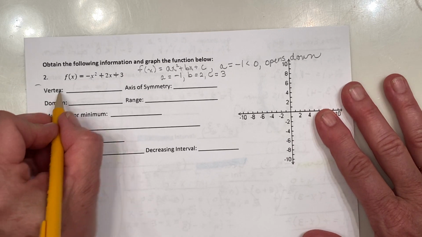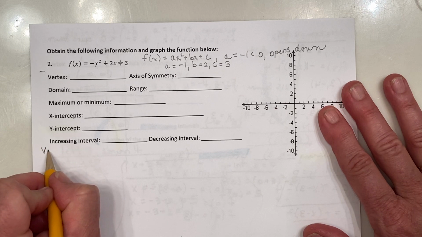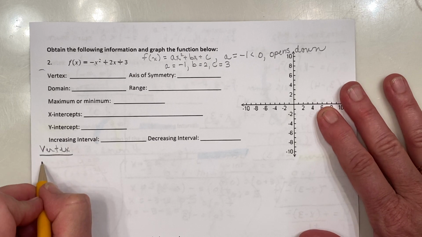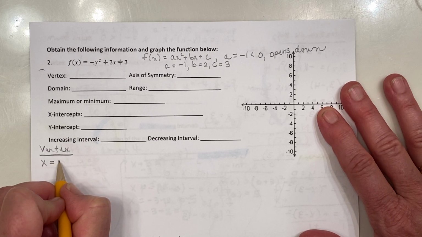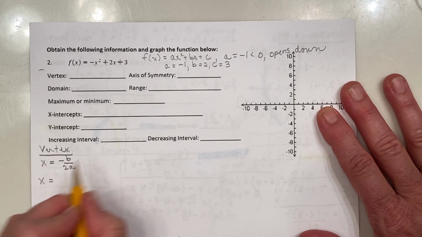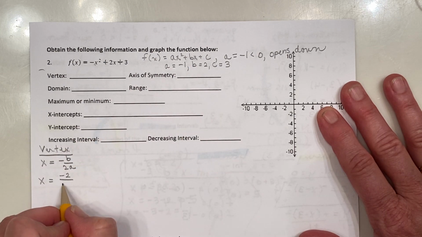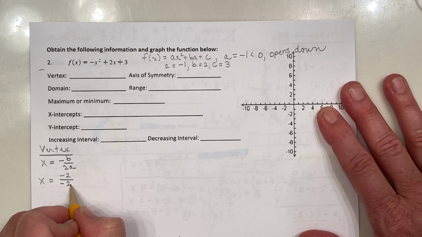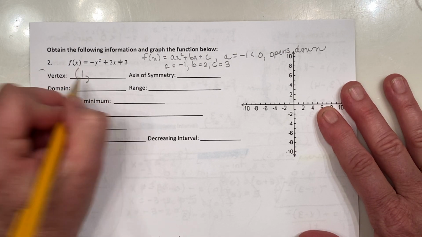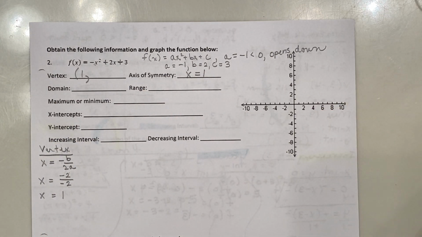All right, for me to find the vertex, I can't identify it from h and k because there is no h and k in here. So I'm going to come down here and do some work. First thing we do is we use that first formula: x equals opposite b over 2a. So I come back up here, I take the opposite of b, -2, and I divide by 2 times -1. Well, that's -2 as well. So the x-coordinate of my vertex is 1. Which means I can put my axis of symmetry to be x equals 1.